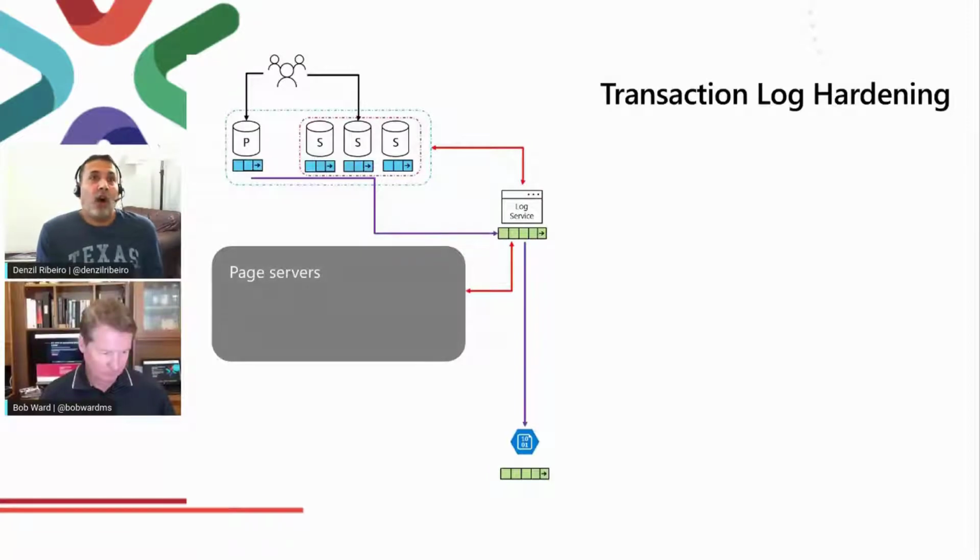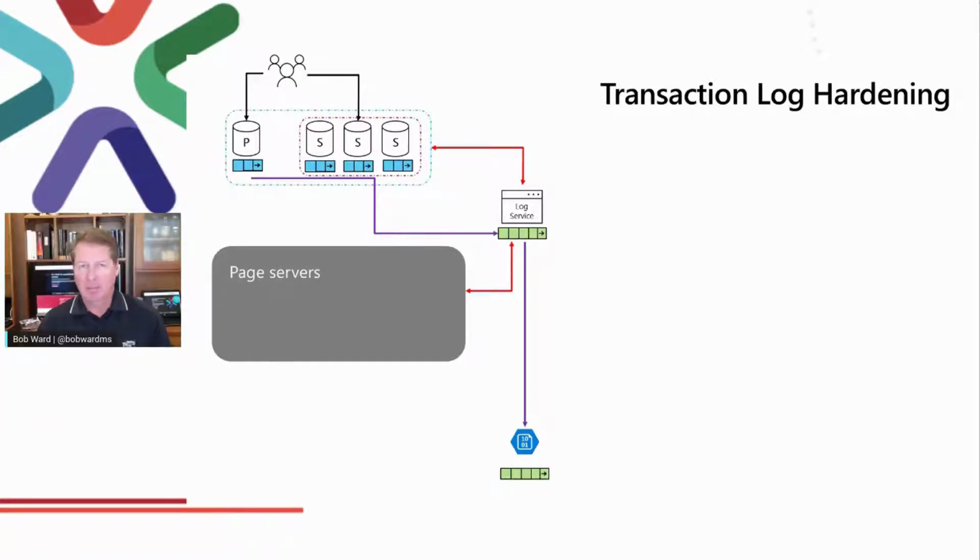So now Bob will take you through some transaction log hardening and dig deeper into how Hyperscale hardens the log. Over to you, Bob. Hey, thanks, Denzel. I love that peering inside of one box of what Hyperscale actually looks like under the covers. Let's spend some time talking about transaction log and Hyperscale, and then Denzel will talk to you about page life cycles, how page servers work, and the resilient buffer pool.